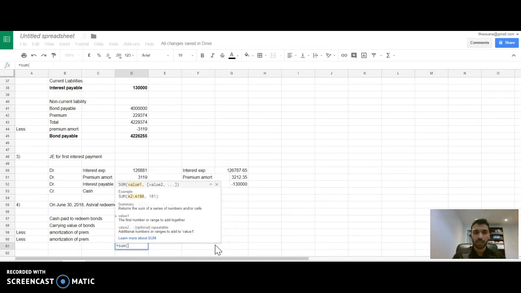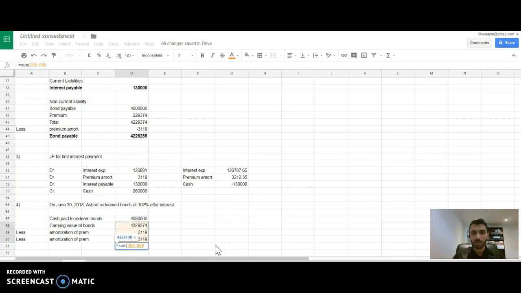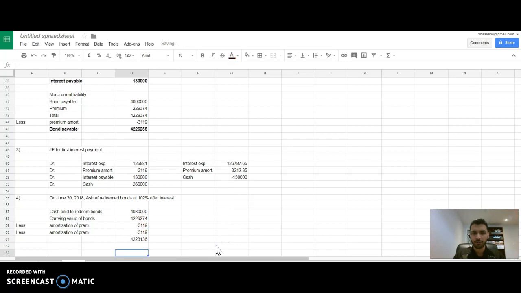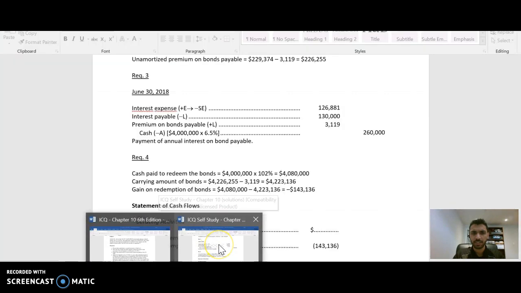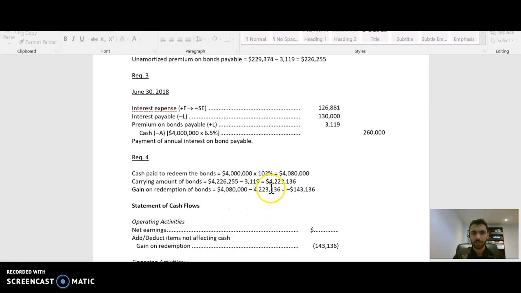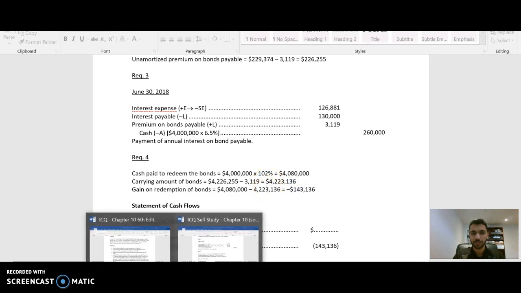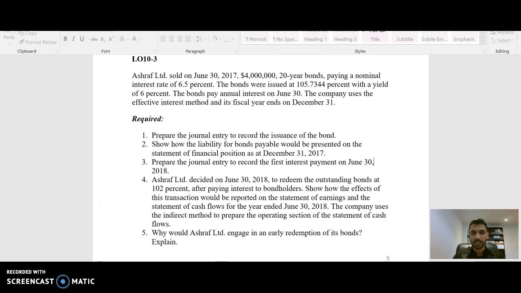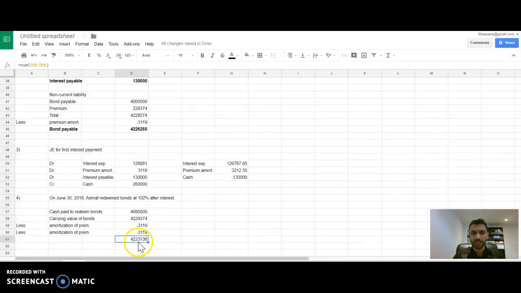So we know the net book value of our bond is 4223136, right? And we'll go quickly to the solution. It's 4223136 right here. So we know we're on the right track. So let's get back here. So that's our book value.